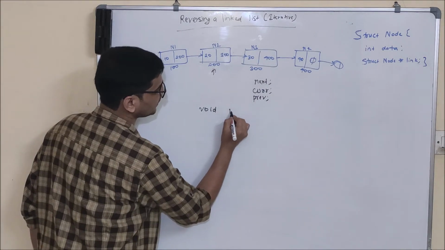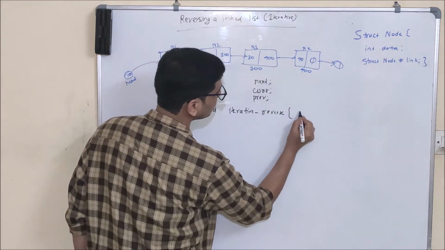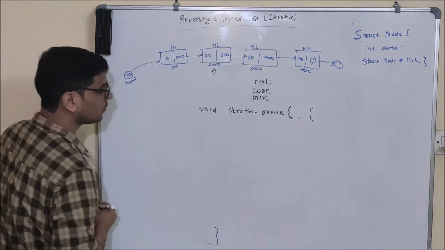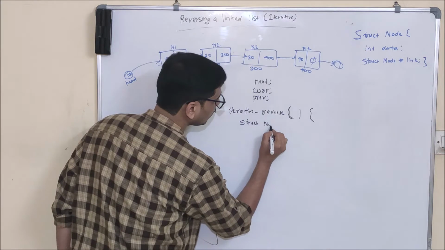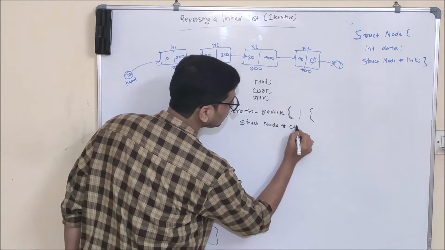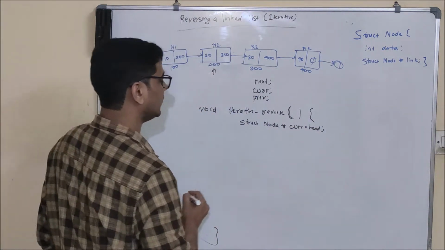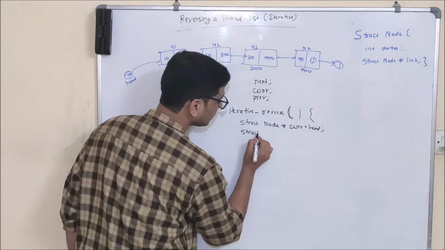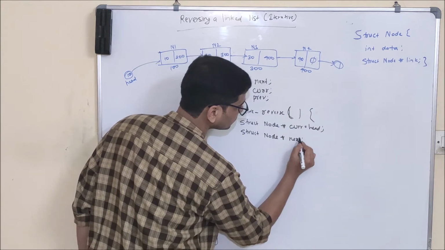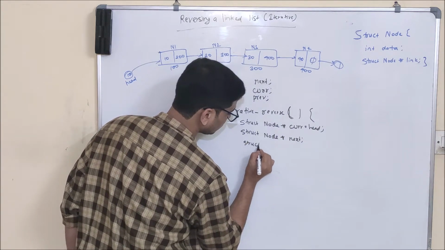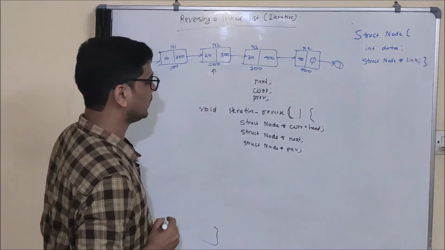It is not going to return anything, its return type will be void. Iterative reverse. First of all, we will initialize these pointers. struct node star current equal to head. That is, we are going to copy the value from head to current, and after that we will declare two pointers, next and previous. struct node star next and struct node star previous. So these three are the pointers which we are going to declare.